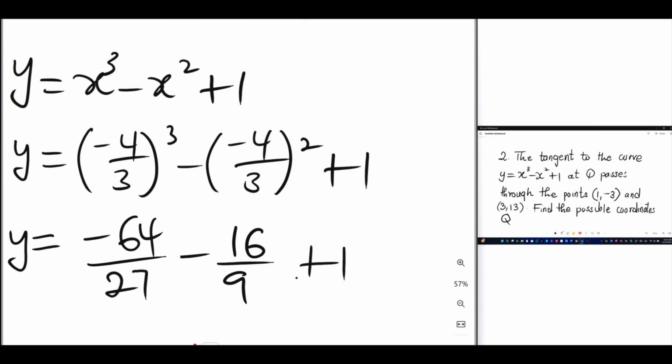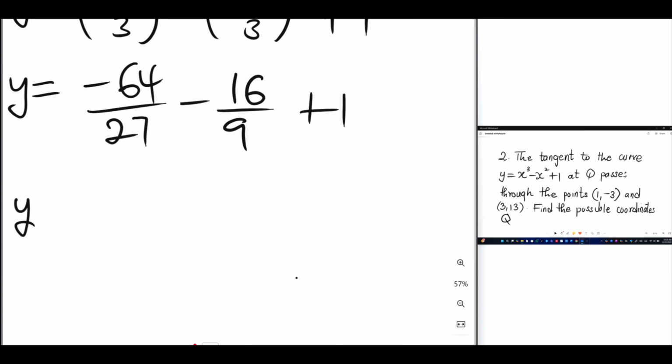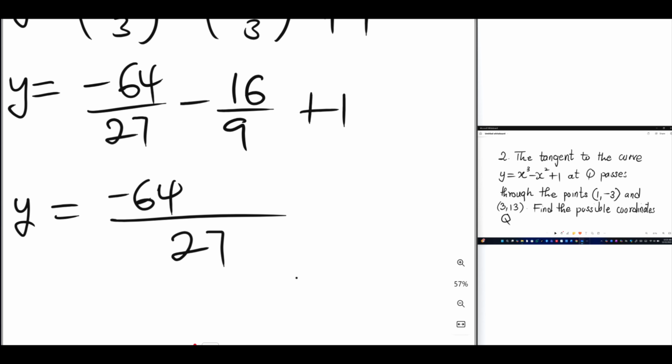So we continue to find the second y value. Let us find the LCM. The LCM will be 27. All right. 27 divided by itself, we are going to get 1 times negative 64, which gives negative 64. Now, we have 9 also dividing 27 3 times. So we are going to multiply the numerator of 9 by 3. So 16 times 3 will give us 48. But we have negative, so there's going to be negative 48. All right. Now the 1 here is the same as 1 divided by 1. So 1 dividing 27 will give us 27, times the numerator of 1 will still be 27.